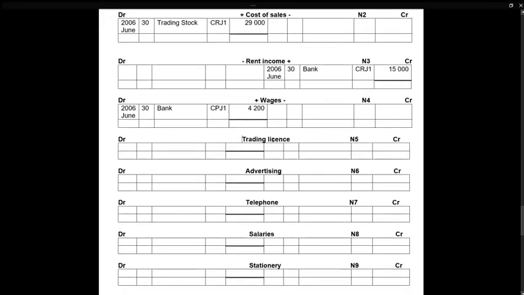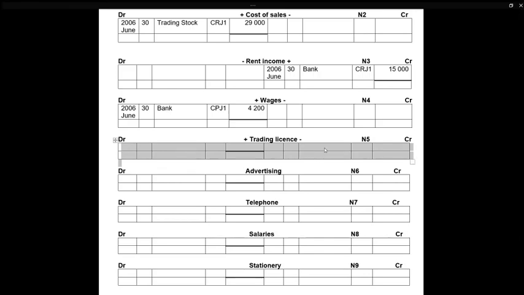Trading license is an expense, therefore it will be plus, minus. Once again, it will have a negative influence on owner's equity. Please don't ever forget that. And the total for my trading license was 1,800 Rand. Where did I get that? The information from my CPJ1.